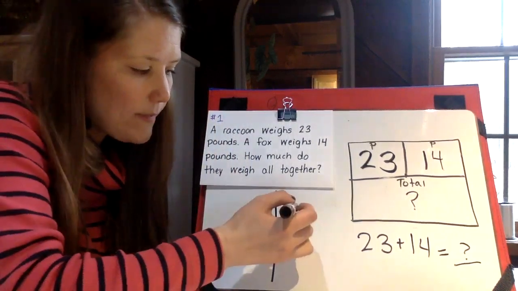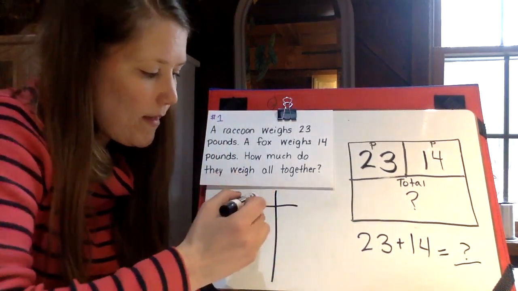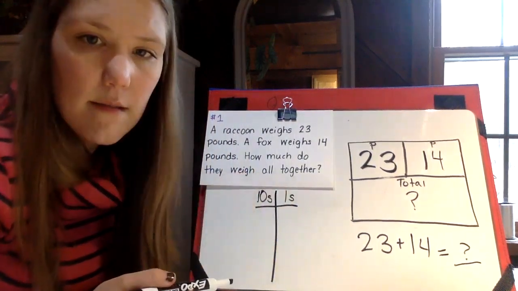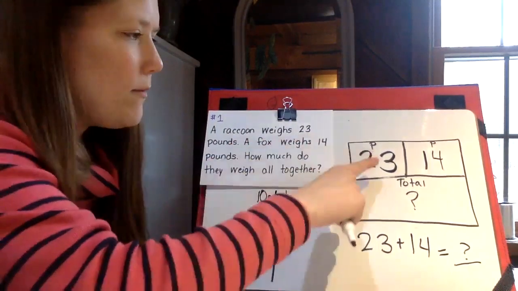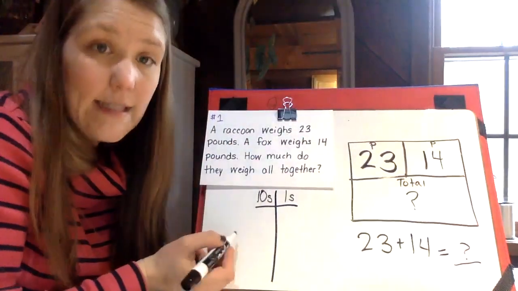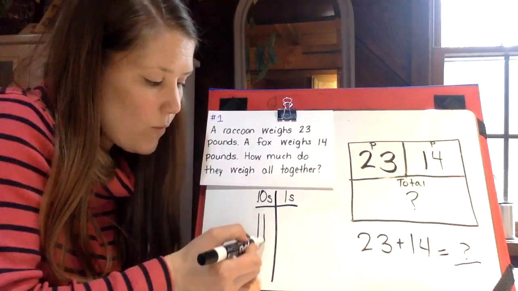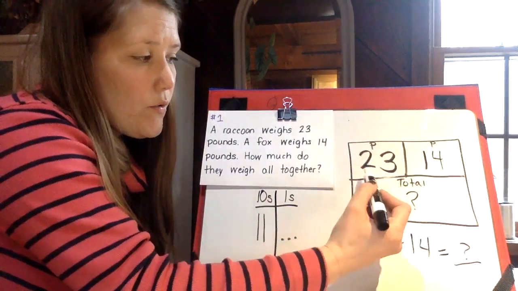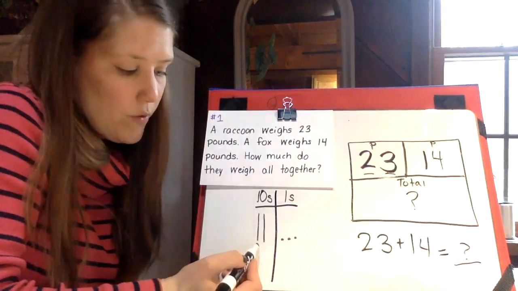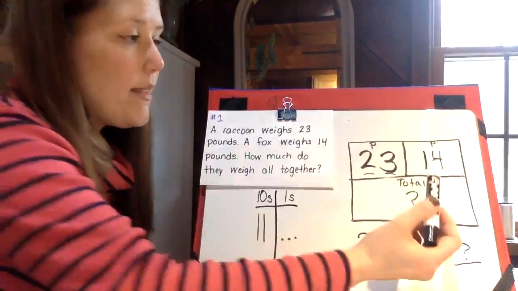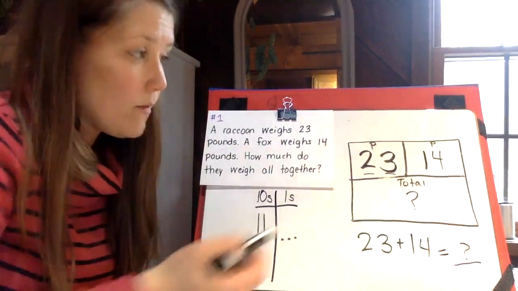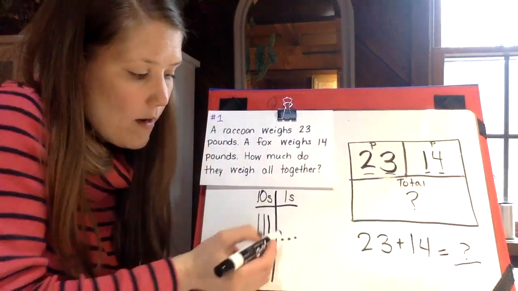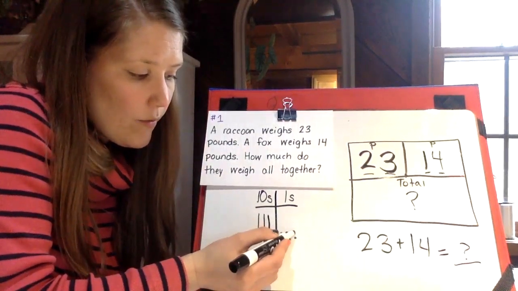So I'm going to draw my 10s and 1s map. And here's my 10s. Here's my 1s. How much does the raccoon weigh? My first part is 23. So I'm going to add that to my board. 10, 20, 21, 22, 23. 2 longs, 3 cubes. Then I'm going to add the other part to my board. 14. 1 long, 4 cubes. 1, 2, 3, 4.